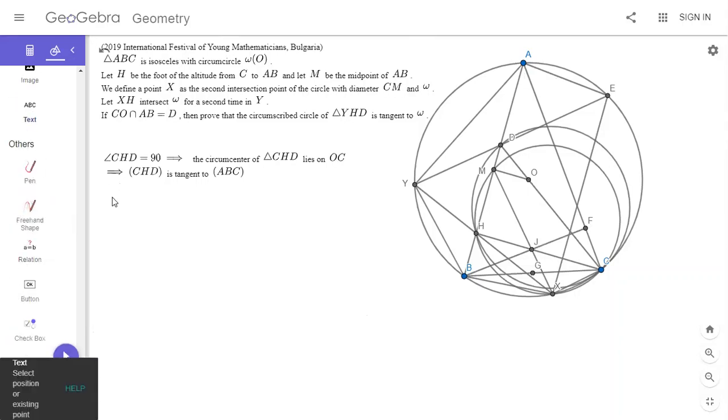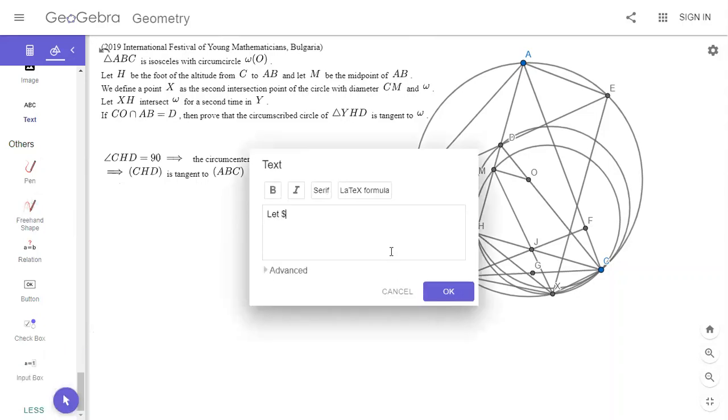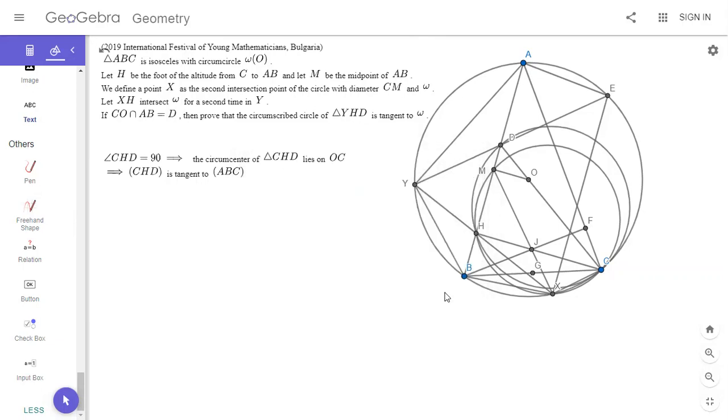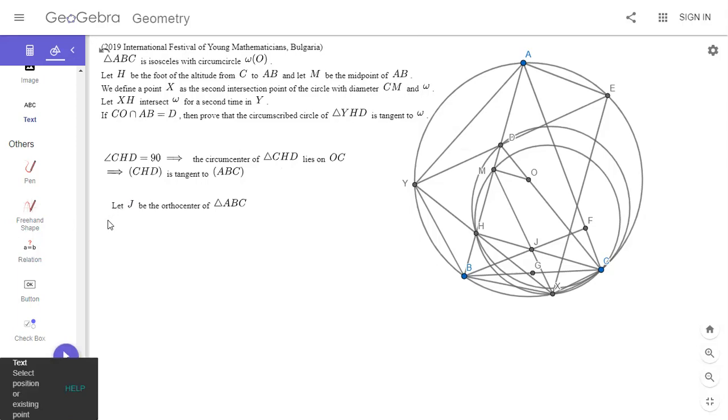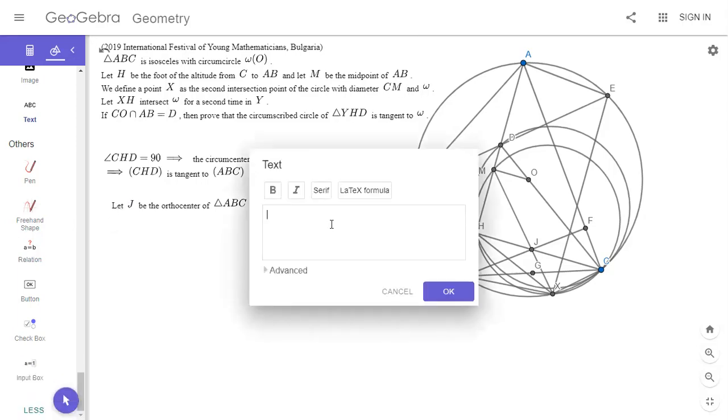So let J be the orthocenter of triangle ABC. Then we have angle JGC is equal to angle JXC is equal to angle JFC is equal to 90. And so that means that JGXCF is cyclic.